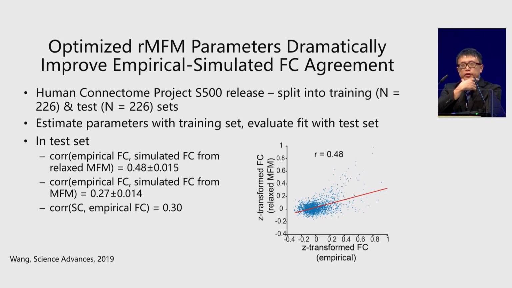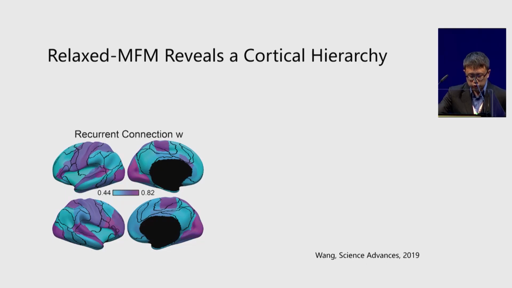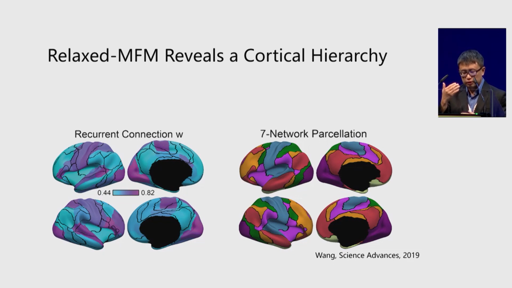So the next thing we were interested in is, we allow each brain region to have different microscale parameters, right? So I'm wondering, are there meaningful spatial patterns? Here I'm showing you the recurrent connection strength, W. And we can immediately see that that's actually a very beautiful pattern, right? The black boundaries on this figure correspond to the boundaries from my 7-network parcellation, right?